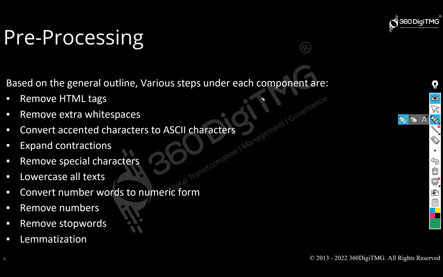So what are the steps we have to perform? Remove HTML tags, remove extra white spaces, convert accented characters to ASCII characters, expand contractions, remove special characters, lowercase all text, convert number words to numeric forms, remove numbers, remove stop words, lemmatization. All this comes under pre-processing steps.